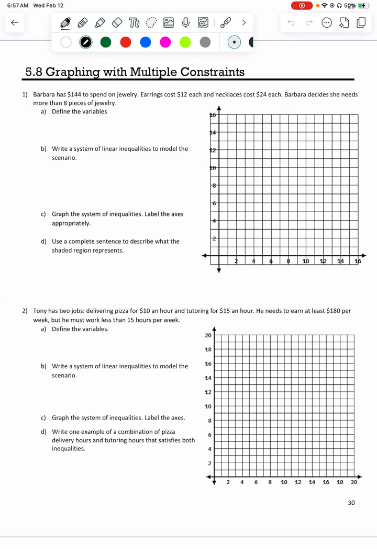Hi everyone. In this video, we're going to go over graphing with multiple constraints. But before doing that, I would like to explain what the word constraints means. What it means is we have some sort of limitations.